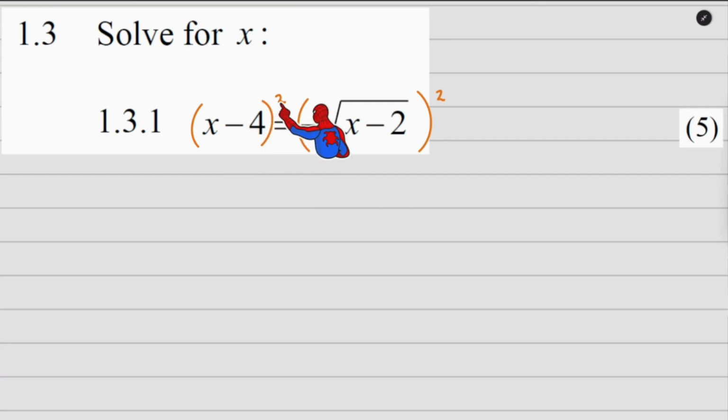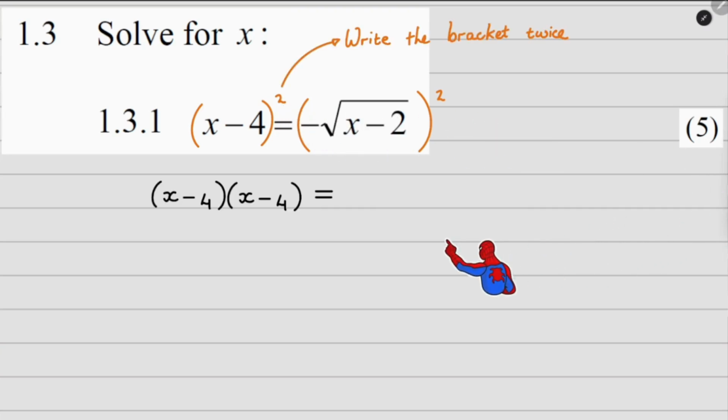Do not distribute the power. If you see a square on the outside of a binomial, that square gives you instructions to write the bracket twice. The reason we do that is so we can set ourselves up for FOILing. If you're comfortable enough, you can FOIL straight away.